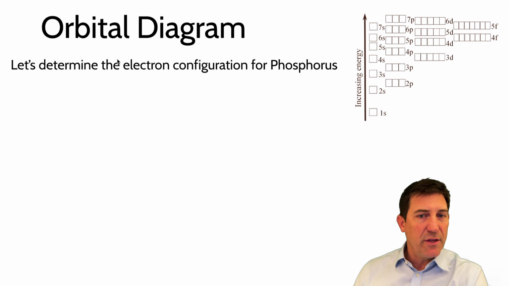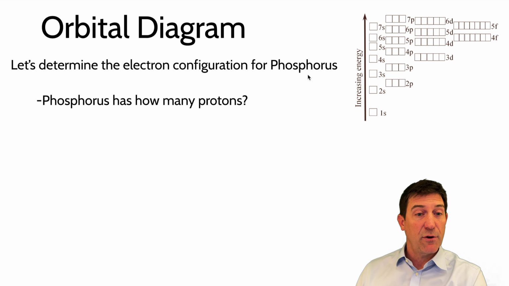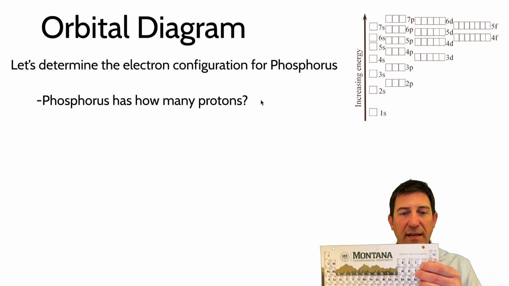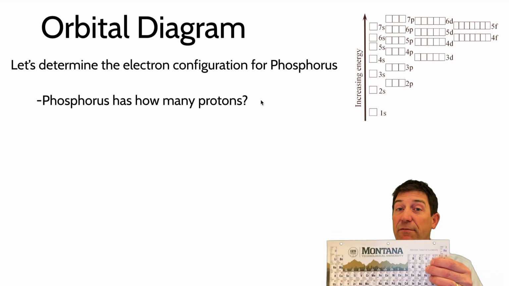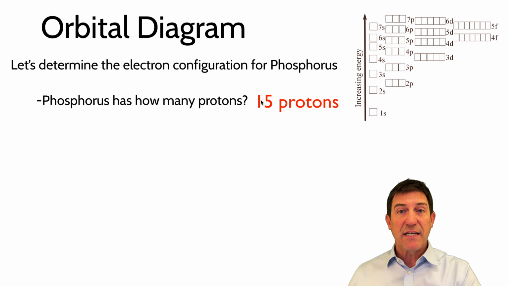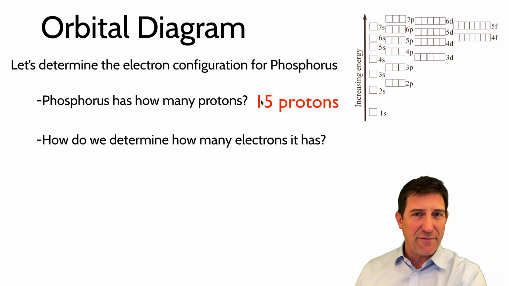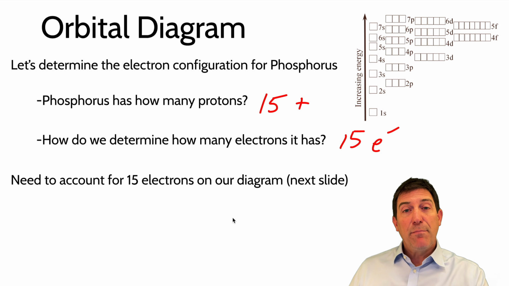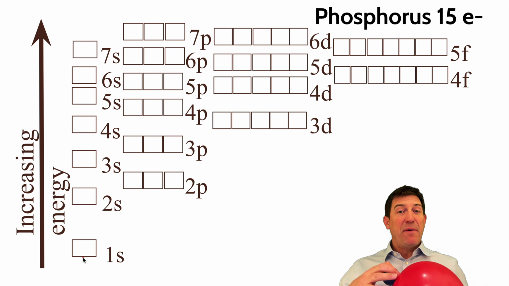Now, I want to show you this whole process using phosphorus. The first thing we need to do is find phosphorus on the periodic table. There it is. Phosphorus is number 15. That 15 tells us that phosphorus has 15 protons. And if it's electrically neutral, it also would have to have 15 electrons. That means we're going to need to place 15 electrons on our orbital diagram. Here's the best way to think of that.